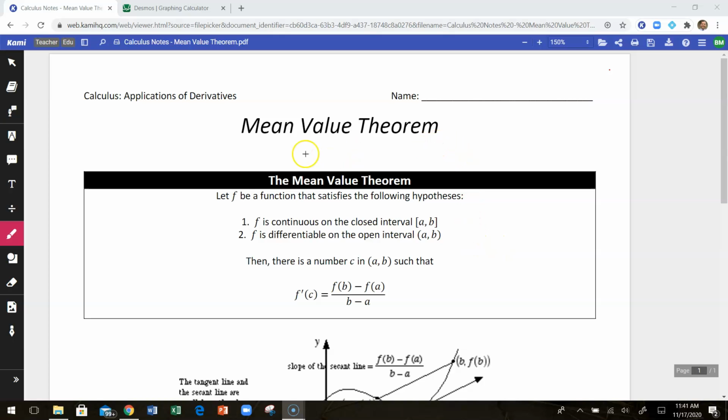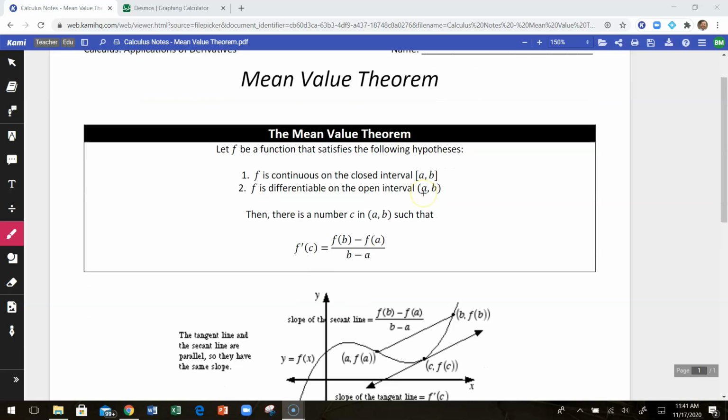Alright, in this video we are going to discuss the mean value theorem. The mean value theorem is very closely related to Rolle's theorem. In fact, Rolle's theorem is just a specific application of the mean value theorem. So we're just going to generalize that a little bit more to get to the mean value theorem.